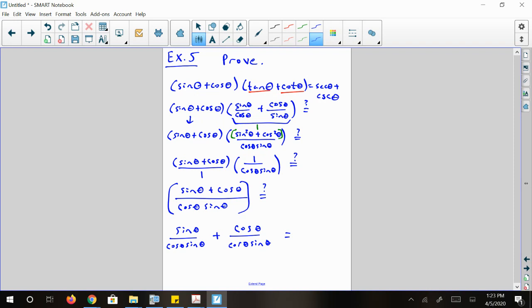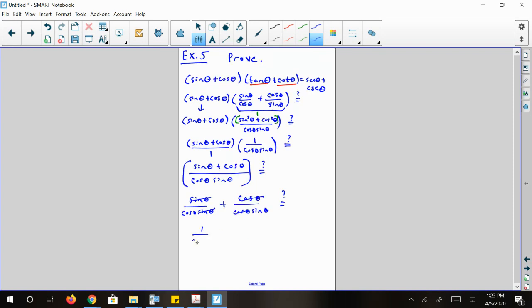Okay, and now from here, pretty easy. Sines divide out, cosines divide out. This leaves me with 1 over cosine plus 1 over sine of theta, which is also known as 1 over cosine is the same thing as secant of theta, and 1 over sine is the same thing as cosecant of theta. So when I'm finished here, this is exactly what I was trying to get, secant of theta plus cosecant of theta.